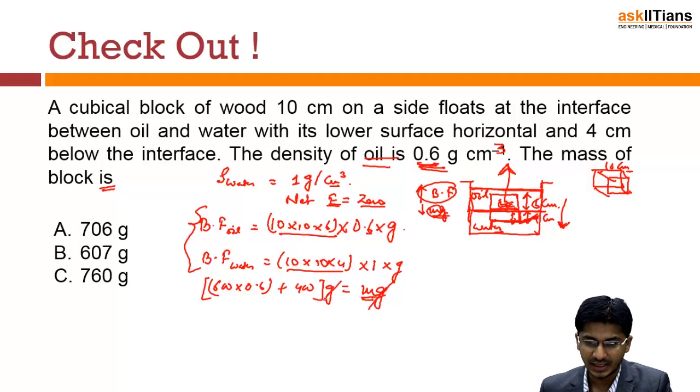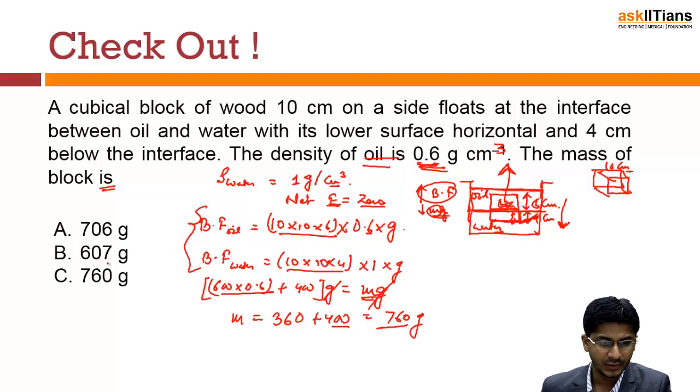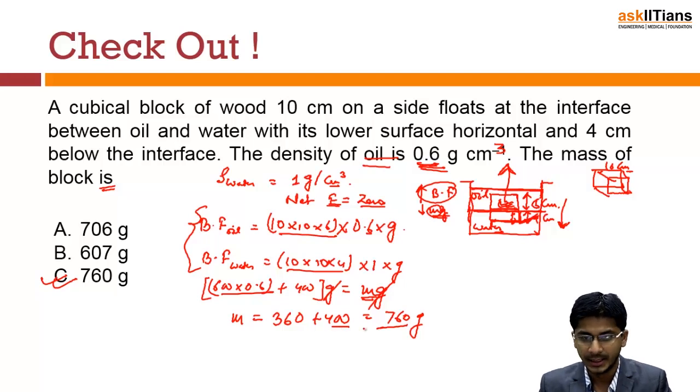So you can see G cancels out. The mass that we have is 600 into 0.6, which is 360, plus 400, we get 760 gram. So if we look at the options, C is the correct option, 760 gram. We had to balance the forces and this gives us the answer.